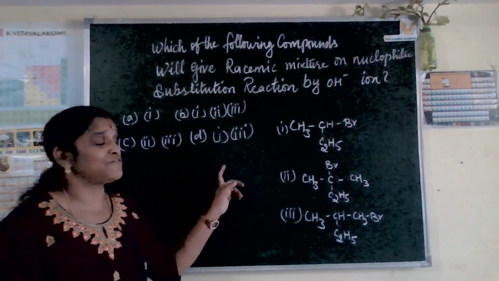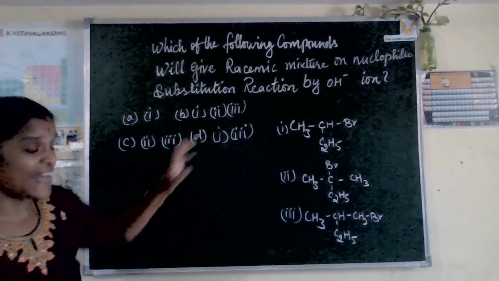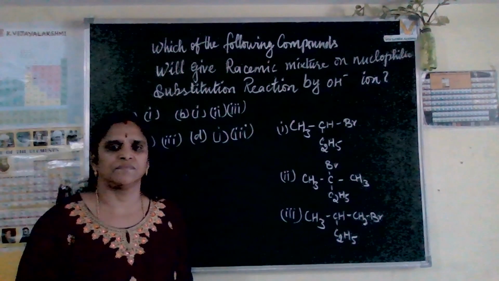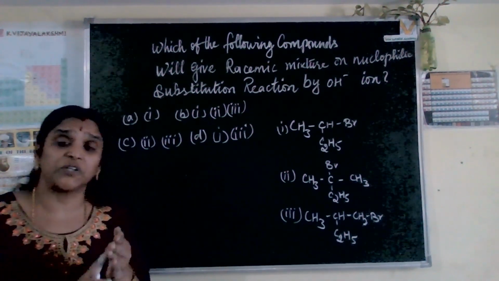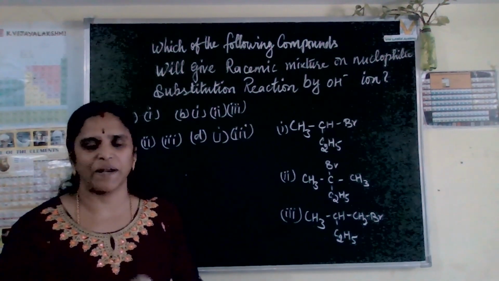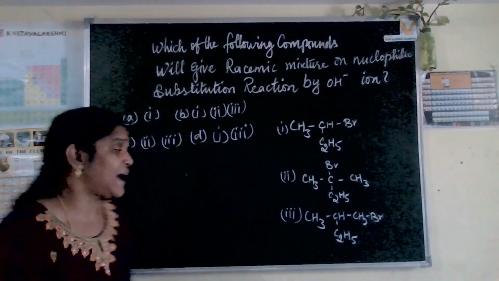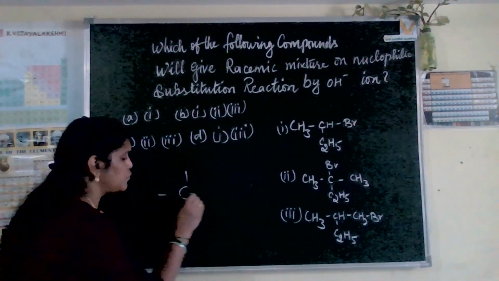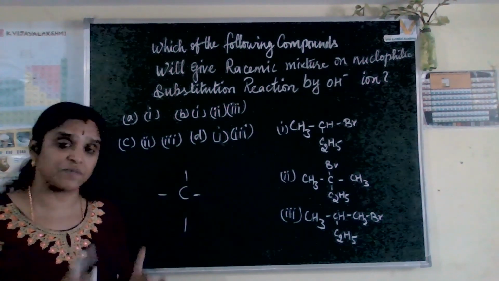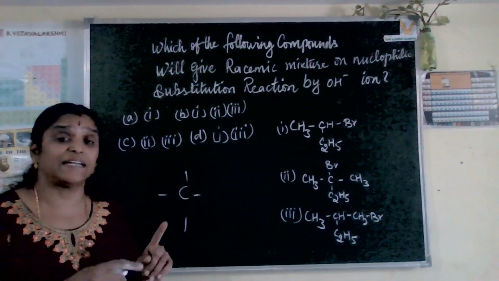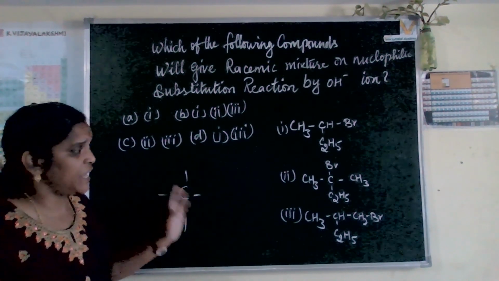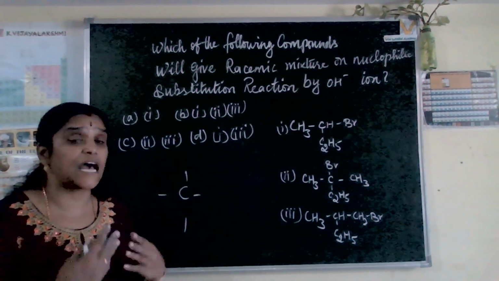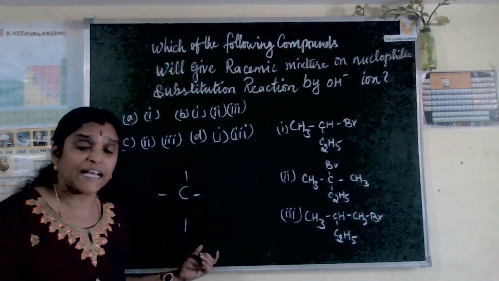First and foremost, what does racemic mixture mean? Here, racemic mixture means the compound should contain at least one chiral carbon. What is a chiral carbon? A carbon connected with four different groups or atoms. That is called a chiral carbon, an asymmetric carbon. Now, among 1, 2, 3, which gives such a racemic mixture?